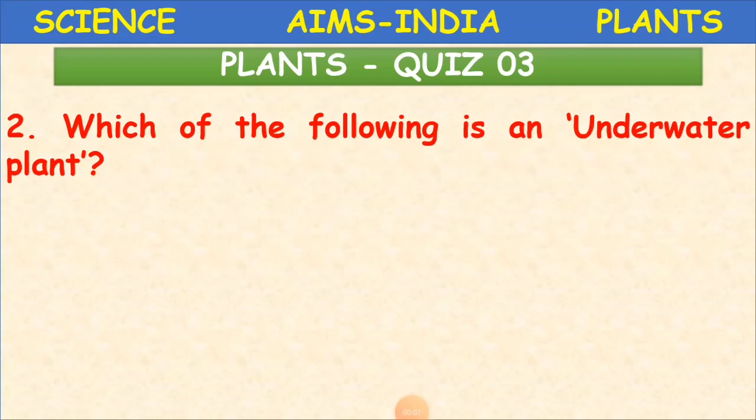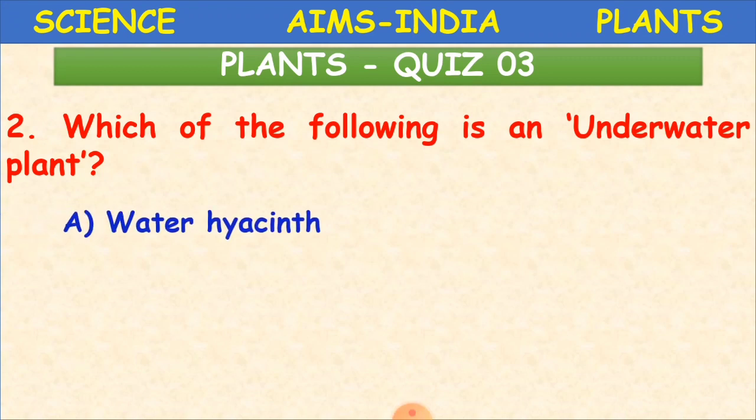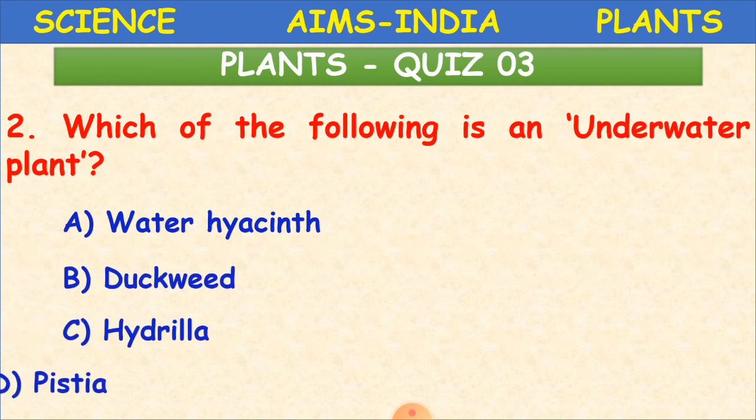Which of the following is an underwater plant? A option is water hyacinth, B duckweed, C hydrilla, and D pistia. Underwater plant. What is it? Hydrilla. The correct answer is hydrilla, children. Okay. So this you have to mark it up.